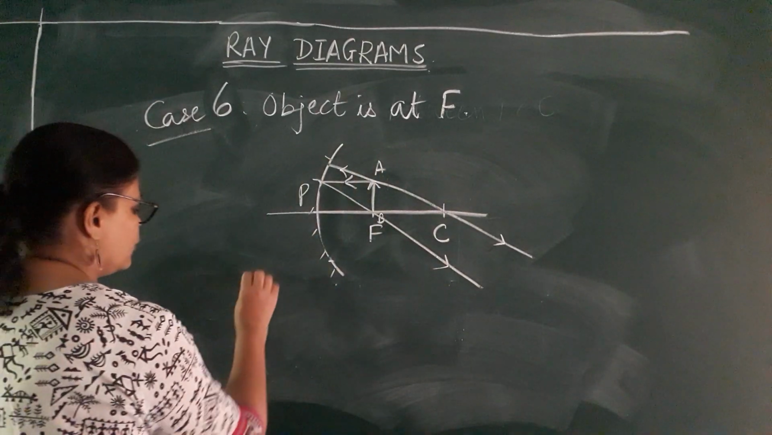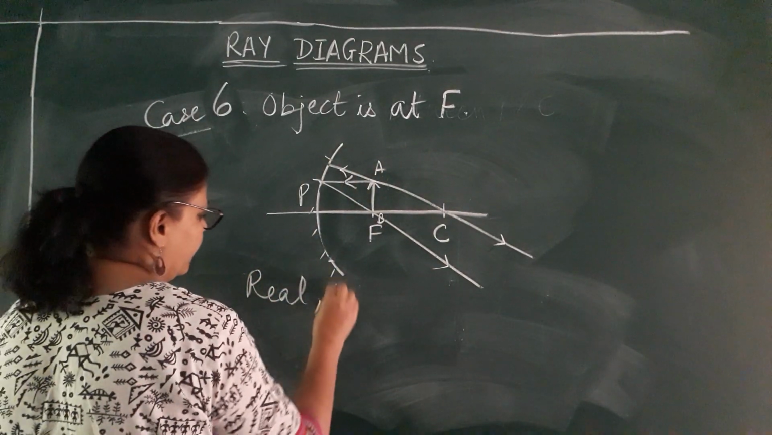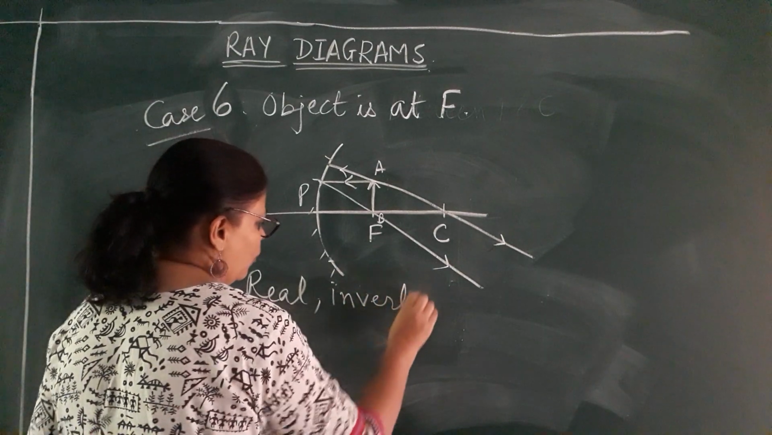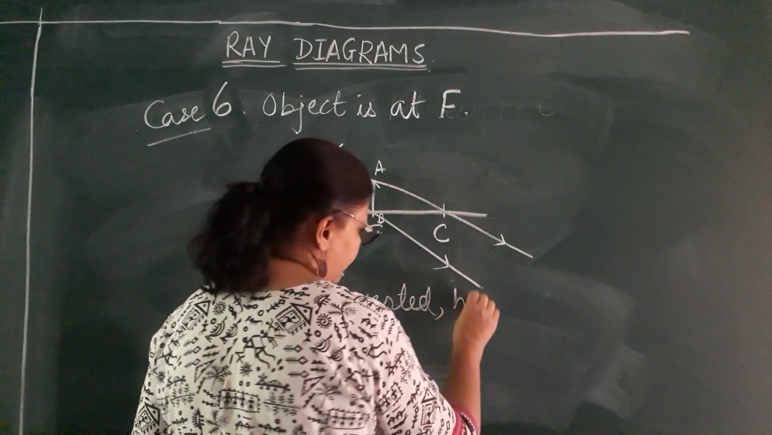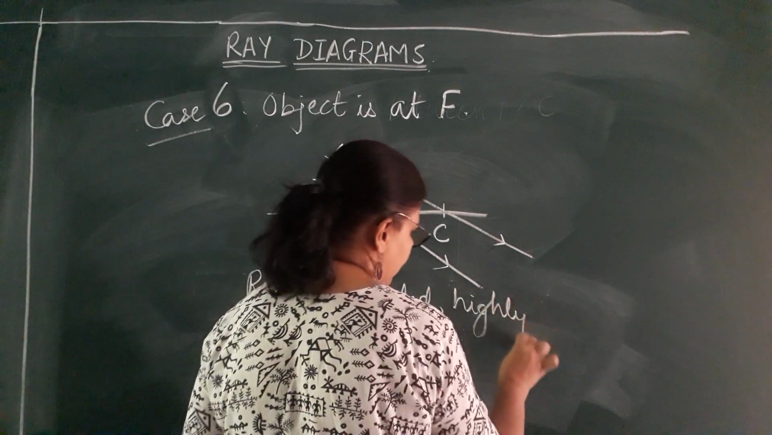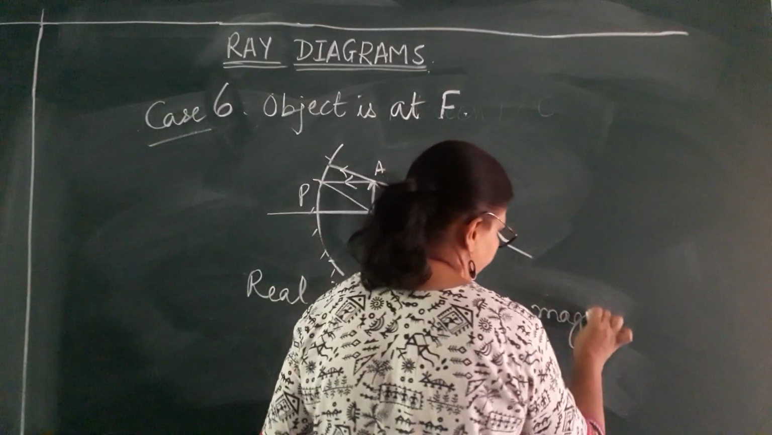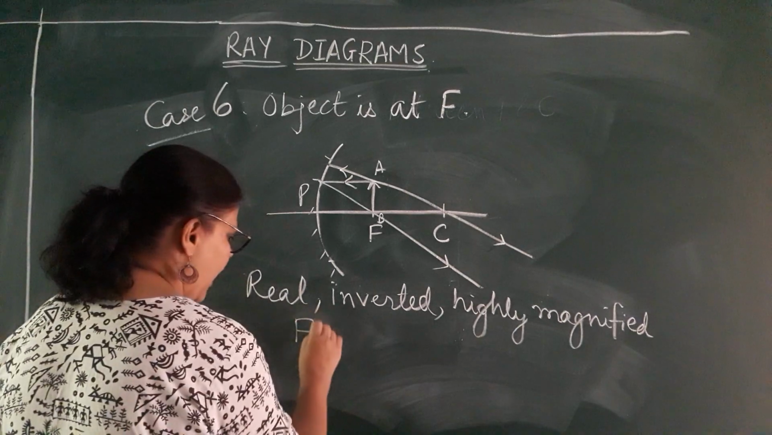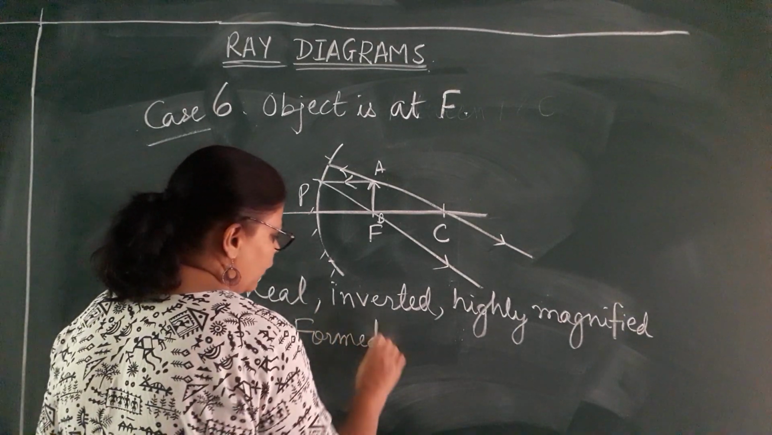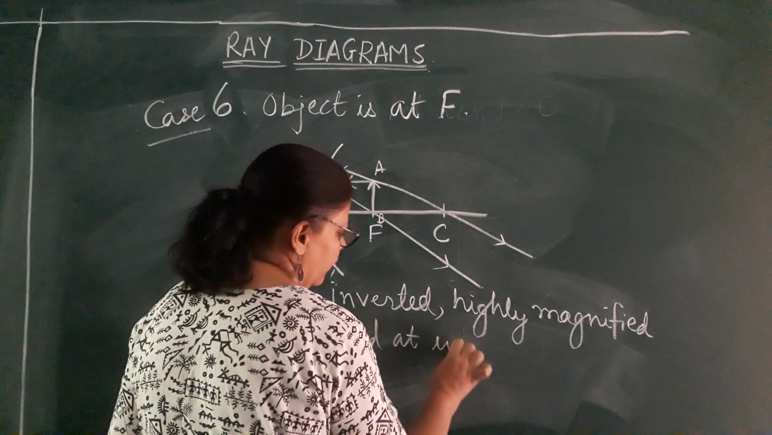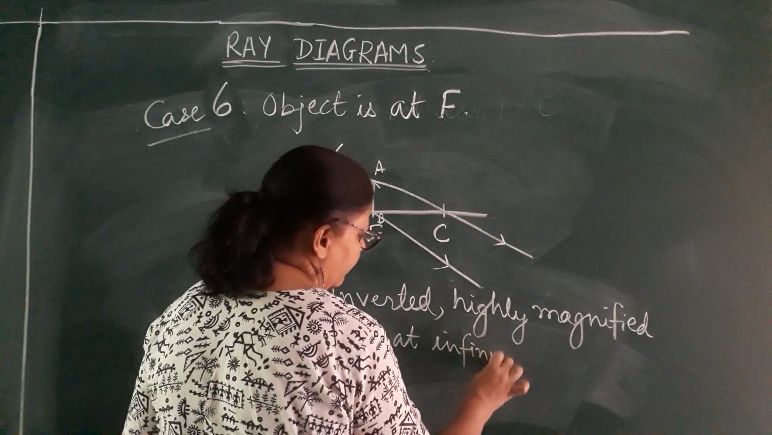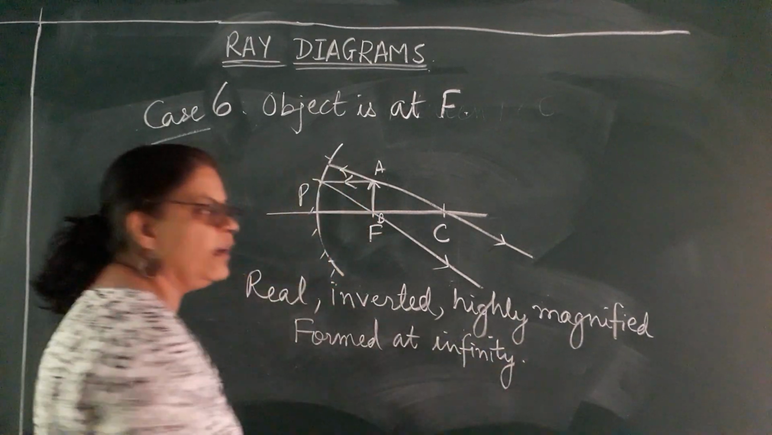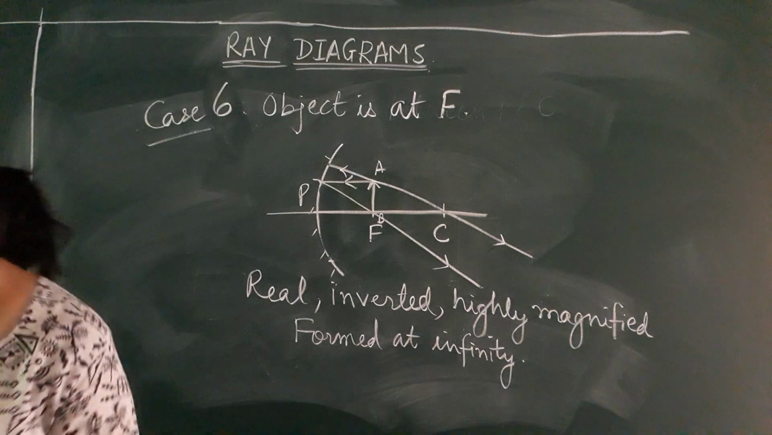So the characteristics of the image formed is real, inverted, highly magnified. You get an image which will be big in size, so it's highly magnified, and it is formed at infinity, children. You cannot see the image in here, it is formed at infinity. So therefore this is the case 6.